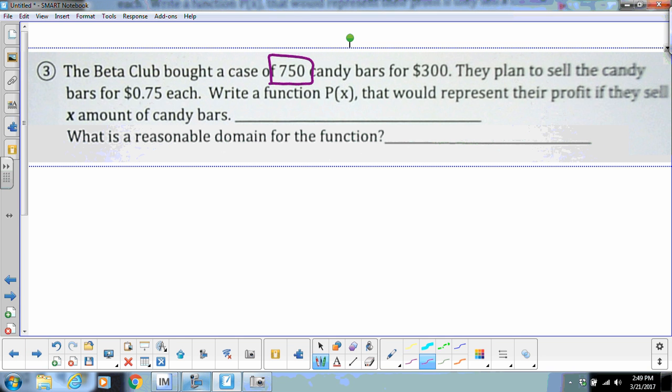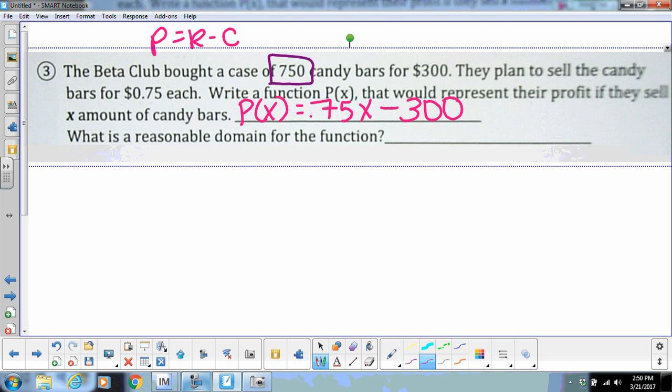Okay, well remember, profit equals revenue minus cost. Revenue being what you bring in. So we are charging 75 cents per candy bar. Okay, but then we have to subtract how much we have already spent. So we've already spent $300.